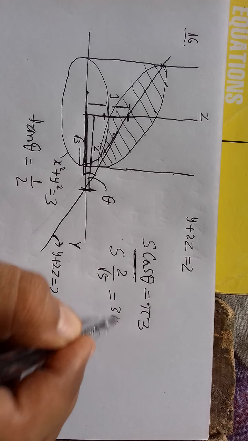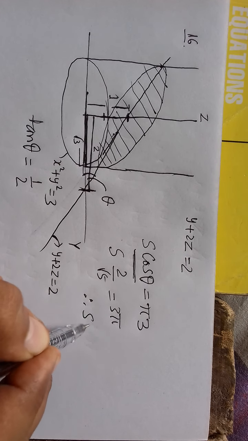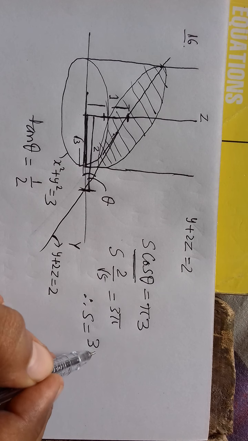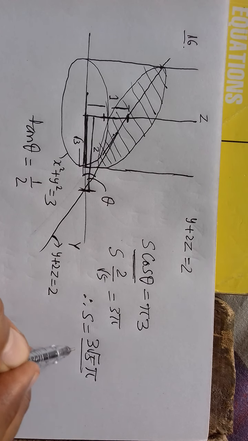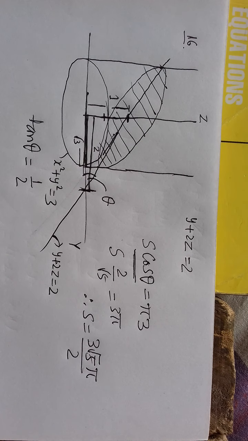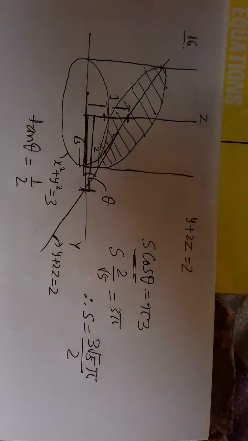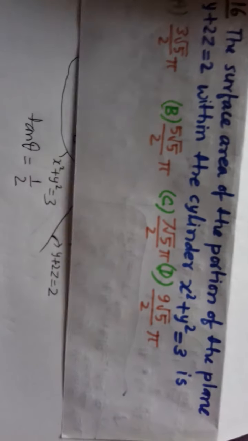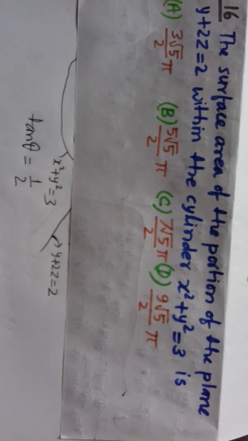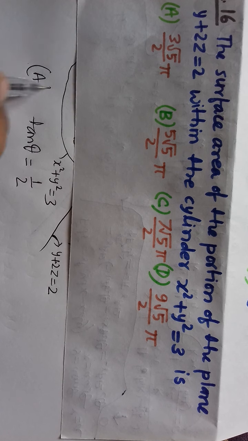So 3 pi. Hence S will be 3 root 5 pi by 2. And this option you see is in A here. So A is our correct option.